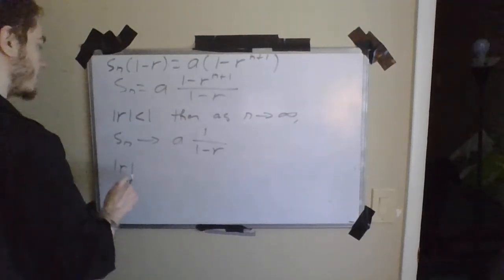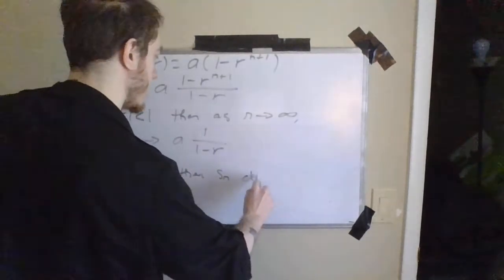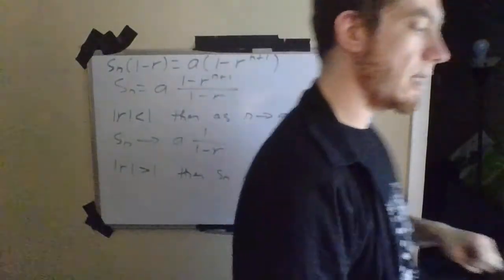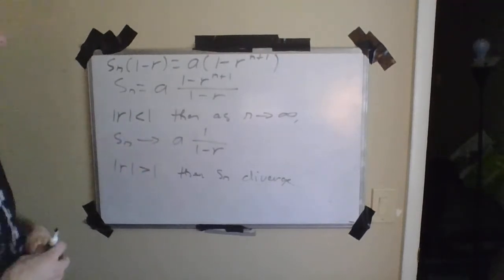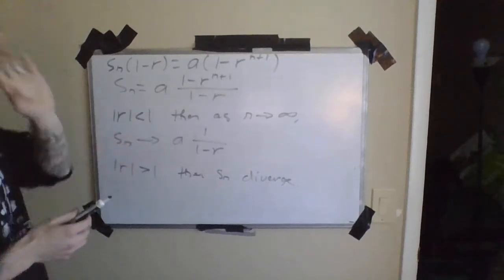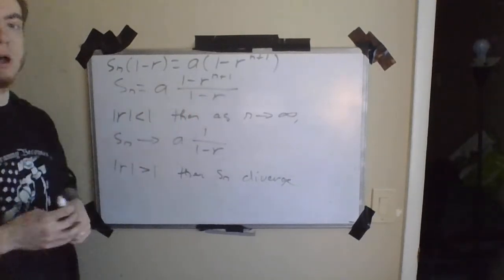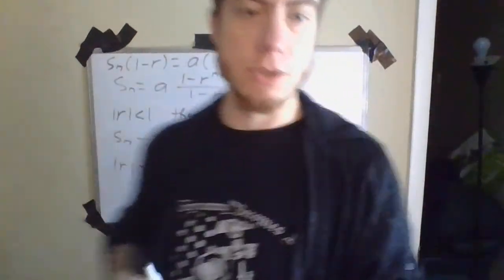On the other hand, if the absolute value of R is bigger than 1, then the Sn diverge. So in that case, this does not converge. But if the absolute value of R is less than 1, then this is going to converge, and it's going to converge to A times 1 over 1 minus R. In fact, it turns out that this formula also applies by exactly the same argument. You can say that this is true for complex R as well, as long as the complex number is sufficiently small.